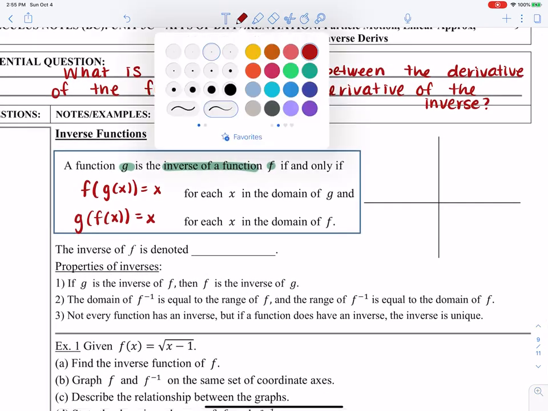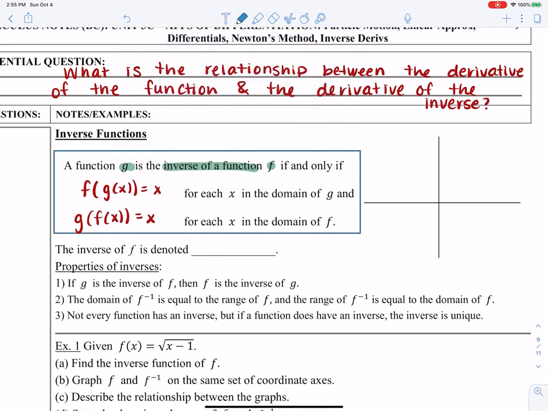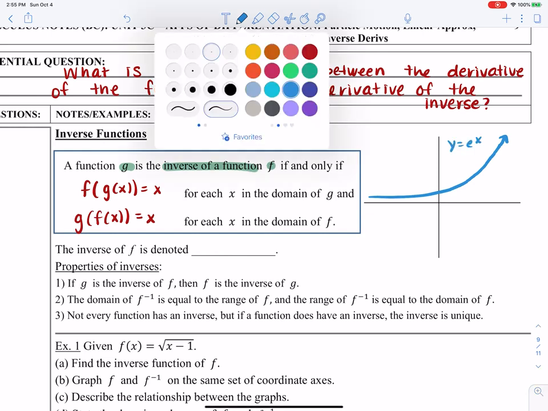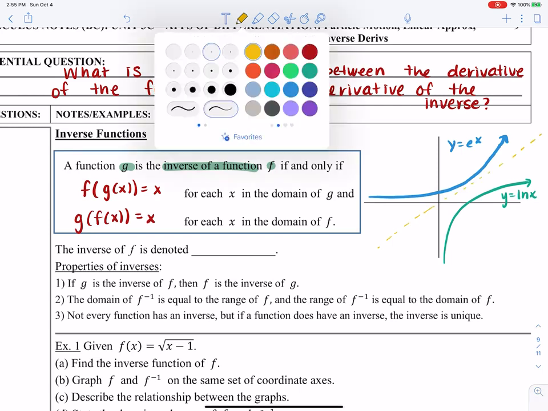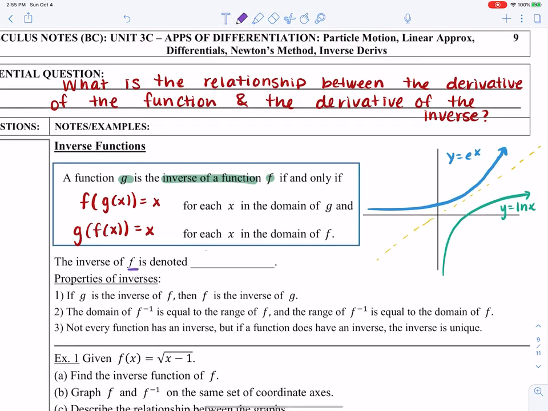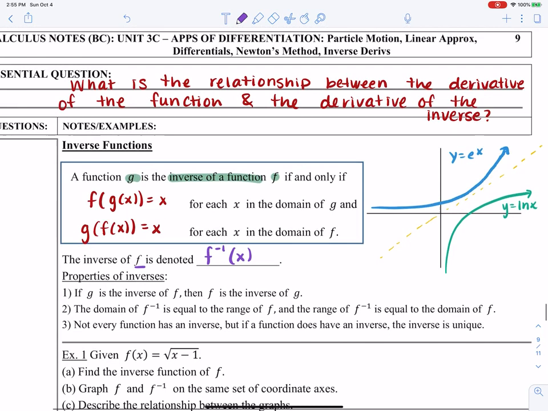So a classic pair of inverses that we learn are in fact y equals e to the x and the function y equals the natural log of x. And they're inverses because they are reflections over the line y equals x, except I probably should have drawn them a little bit better. In pre-cal, we learned that the symbol for an inverse of f is denoted f negative 1 of x. That negative 1 is not an exponent. That negative 1 is a symbol to denote the inverse, okay?